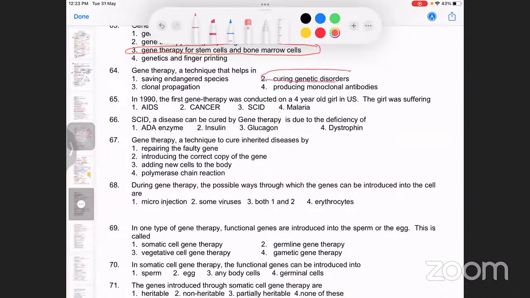Gene therapy helps in curing genetic diseases. In 1990, the first gene therapy was conducted, that is SCID. It is not cancer, it is not AIDS or malaria. So what is SCID? That is severe combined immunodeficiency disease.